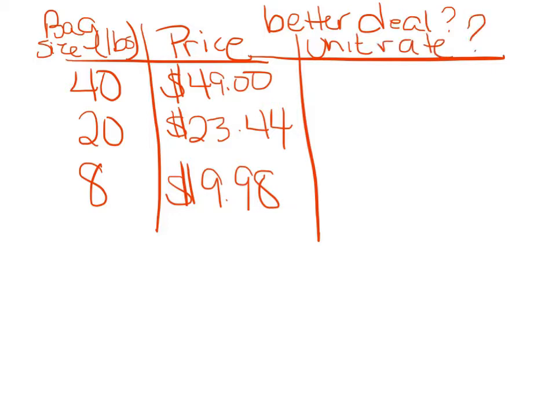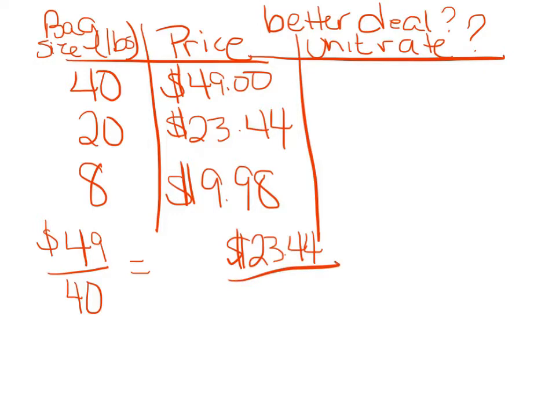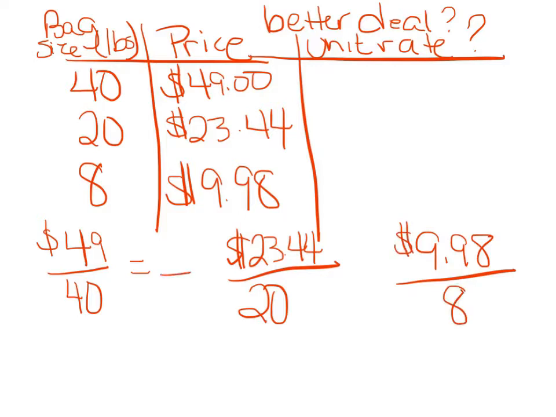Unit rate is what we want to know. So we need to set up ratios. We're going to have $49 to 40 pounds. We're going to have $23.44. You always want to compare the same units. So if you're going to have dollars on top, have dollars on top for all of them. And then we have $9.98 for an 8-pound bag. So we need to get denominators of 1 on all of these.